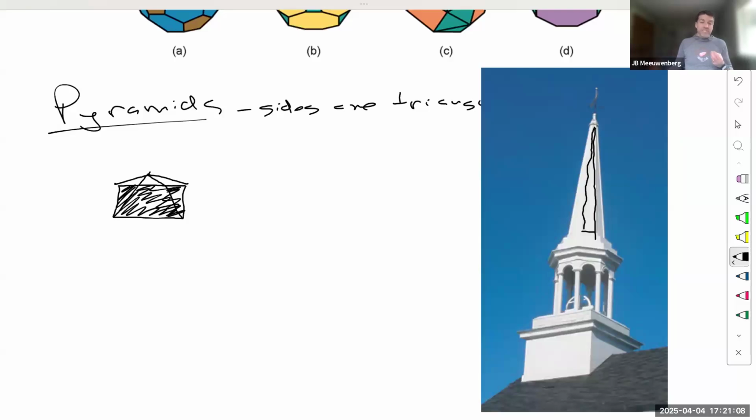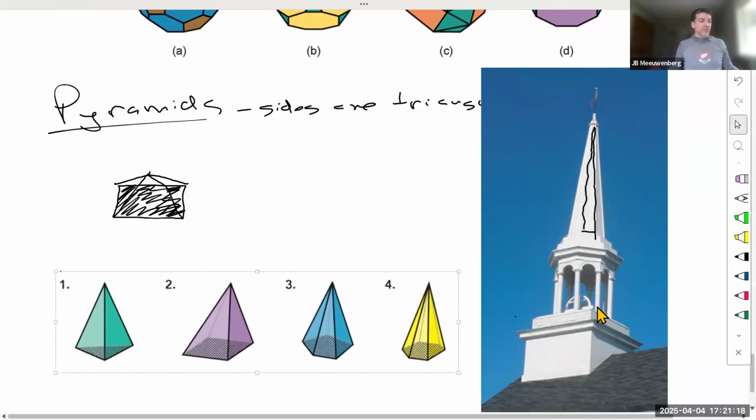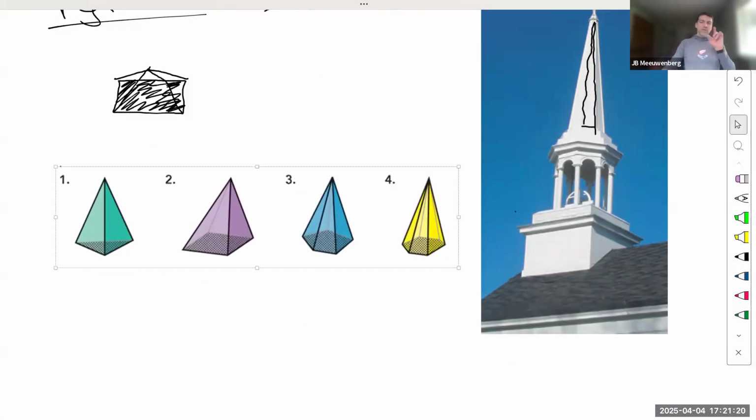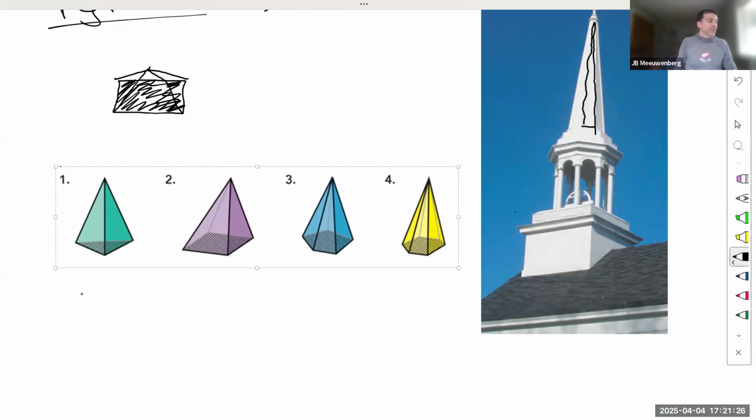Now, there are a couple different ways that pyramids can be shaped. Often we think of what are called right pyramids, but you can also have what are called oblique pyramids. So think about what you know about right angles, right? Right angles, what does that mean? It means they meet at a 90-degree angle.